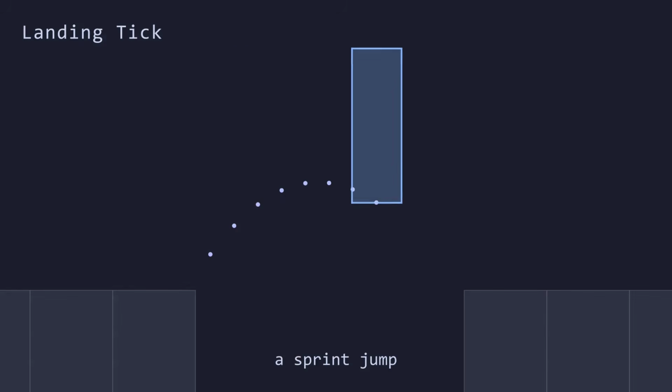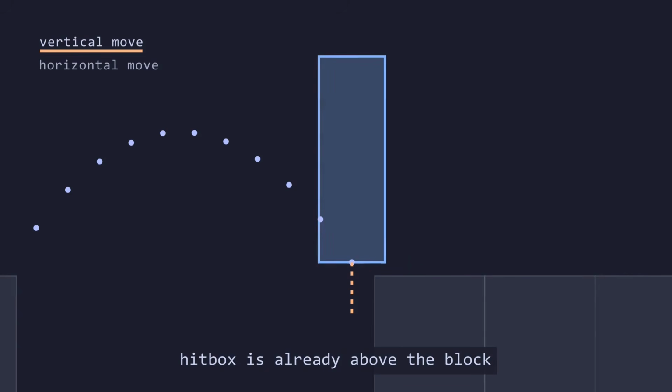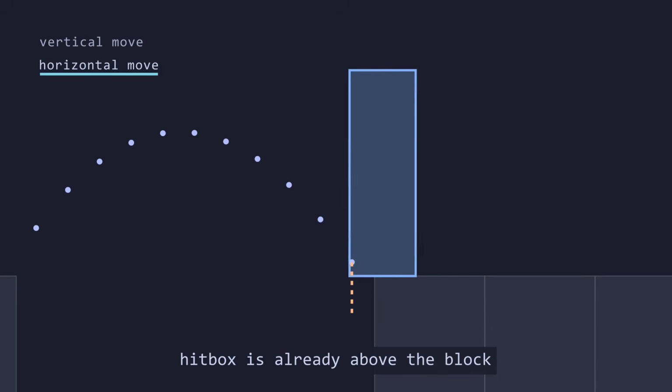Here is a regular sprint jump. Look at where the landing tick starts. The hitbox is already over the block. So when the vertical move sweeps down, there's a surface underneath it and we land. After that, the horizontal move just slides us along the top.